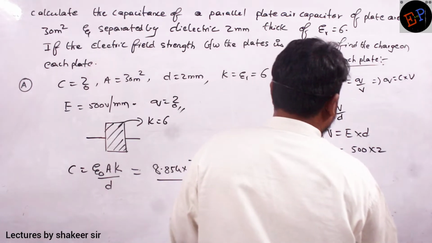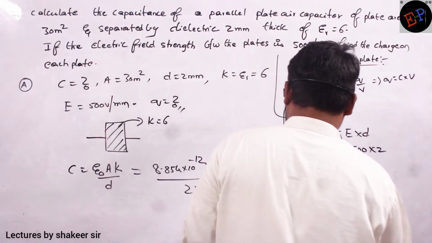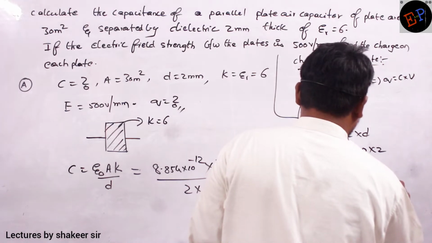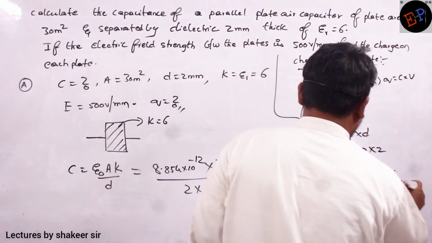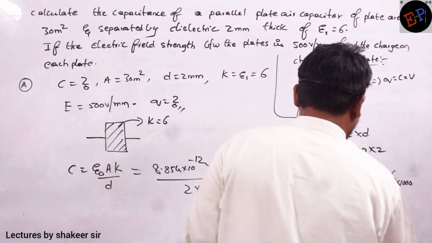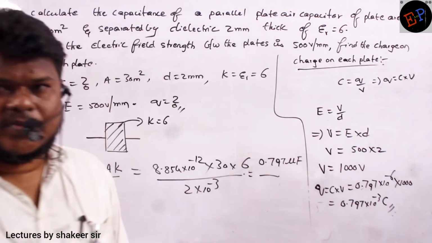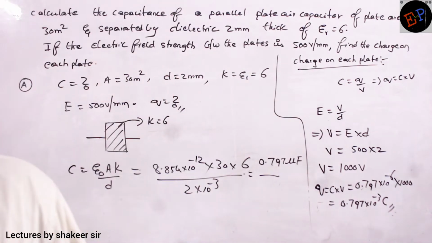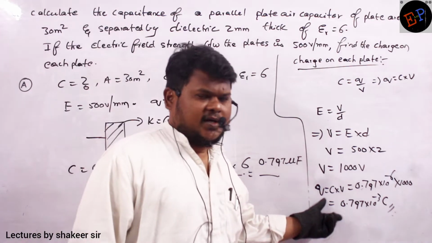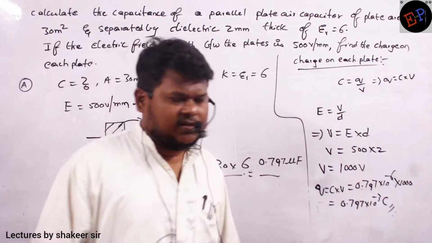So therefore, Q is equals to C into V. Capacitance is 0.797 multiplied by 10 power minus 6, multiplied by 1000. So 0.797 multiplied by 10 power minus 3 coulombs. So this is the charge present on each plate of a capacitor. So positive plate will have positive charge, negative plate will have negative charge, but equal amount of charge. Is it clear? That's it.